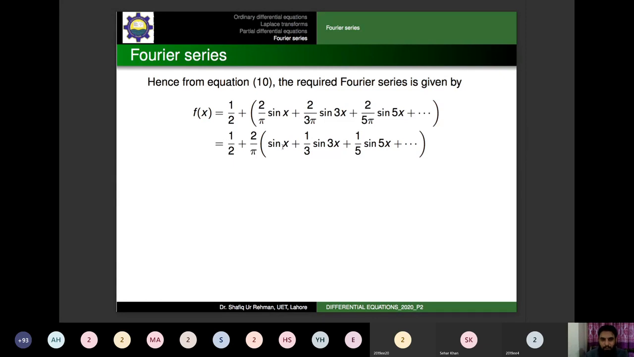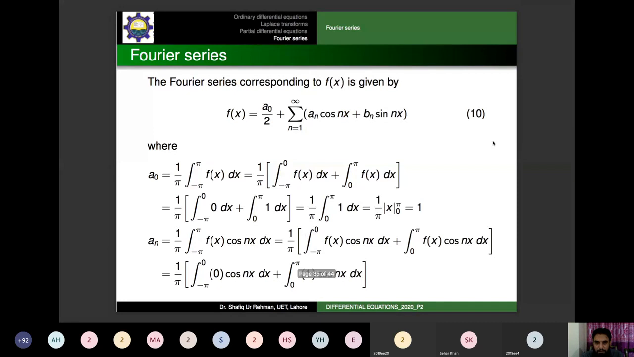Sine of 1x upon 1, sine of 3x upon 3, sine of 5x upon 5. So you can guess the very next term, sine of 7x upon 7. And this is what the trend is going to be. We can extend it as much as we like because the starting terms give you a pattern. So this is the solution. This is the series solution of the given periodic function with period 2 pi.